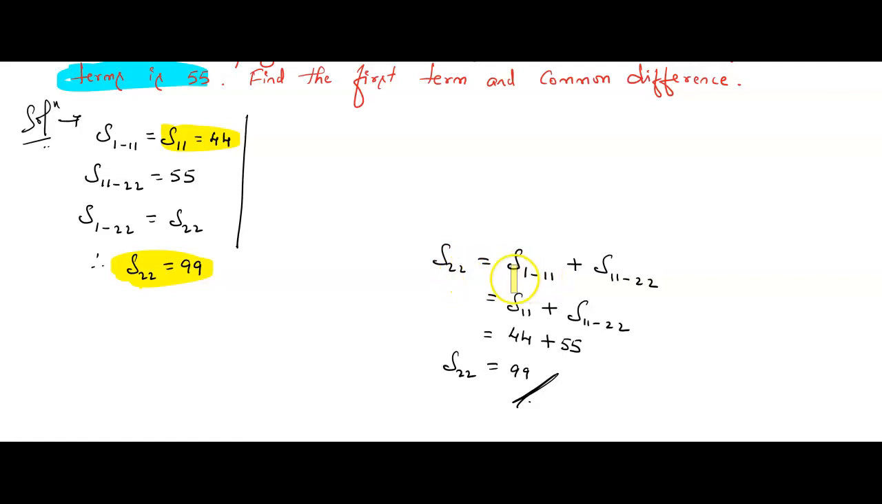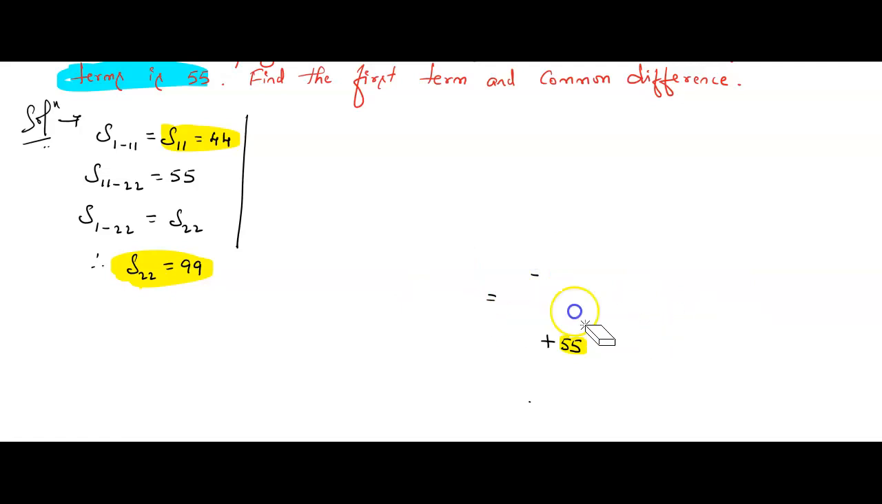Sum of 22 means the sum of first term to 11th term, that is S11, and 11th term to 22nd term, that is the next 11 terms, that is 55. The sum of first 11 terms is 44 and the next 11 terms is 55. If we add both of these, we get 99. Any doubts? Please copy down these steps. It is very important. Now let me solve the next steps. Got it? How we got this?